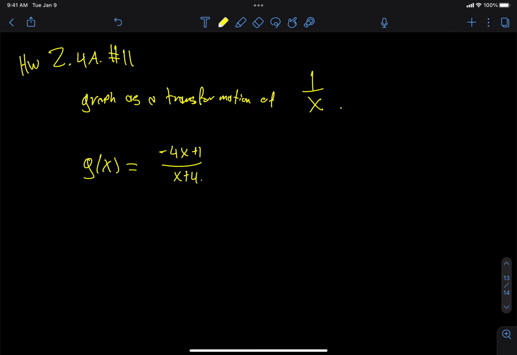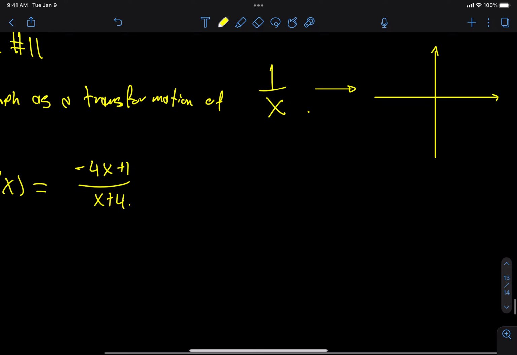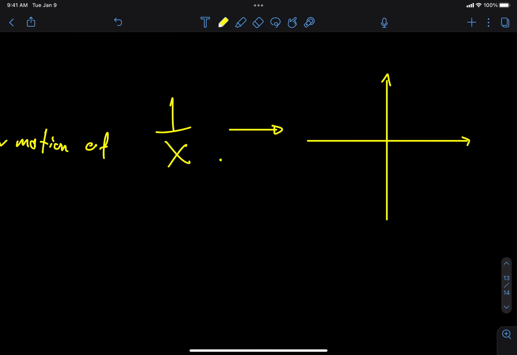Now, what you already need to understand before you even try to graph this as a transformation of 1 over x is what the graph of 1 over x looks like. Because then we're going to move it left, right, up, down, twist it, whatever, right? So the graph of 1 over x has a vertical asymptote at what x value? What x value is going to give us an asymptote for 1 over x? Negative 4. Well, just for this function. Oh. Just for 1 over x. 0. Yeah, just x equals 0 will give us an asymptote.